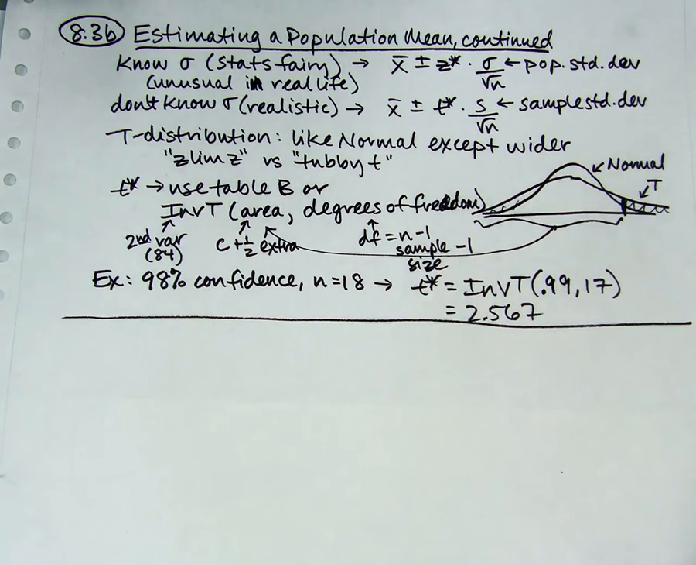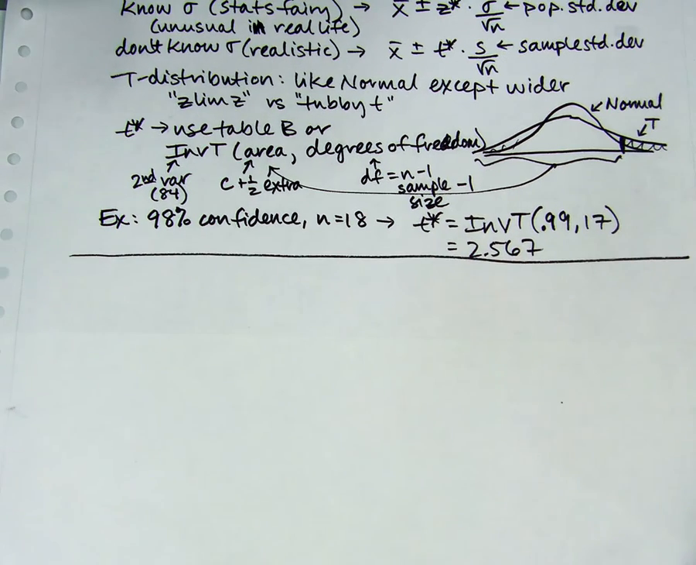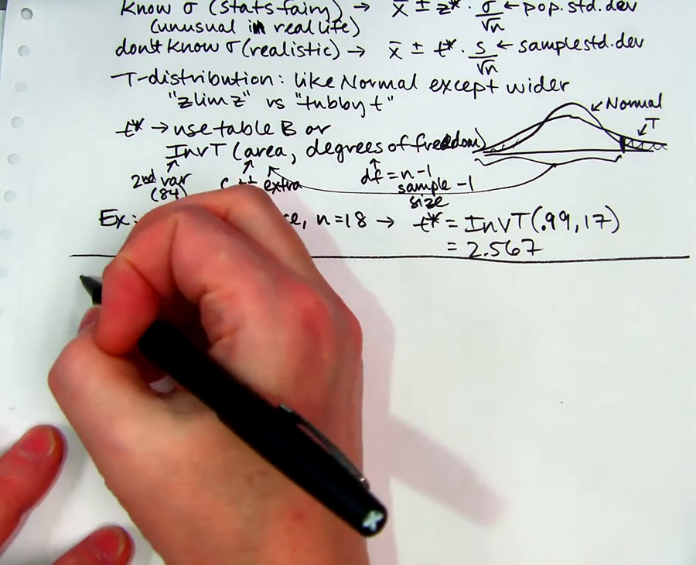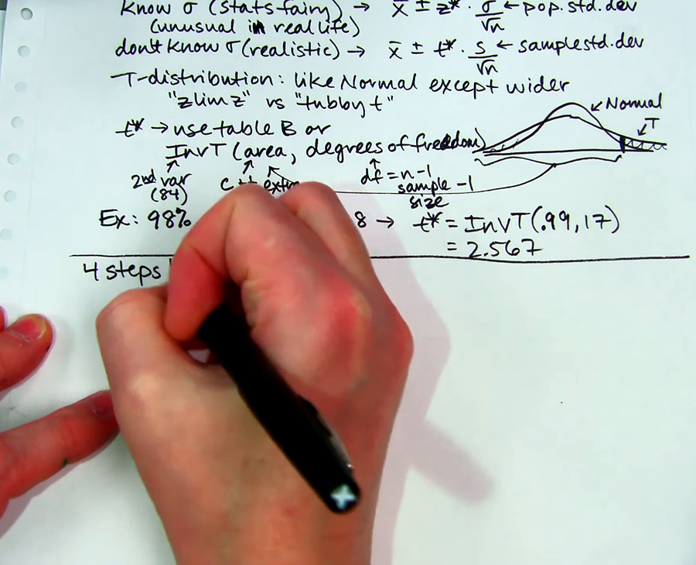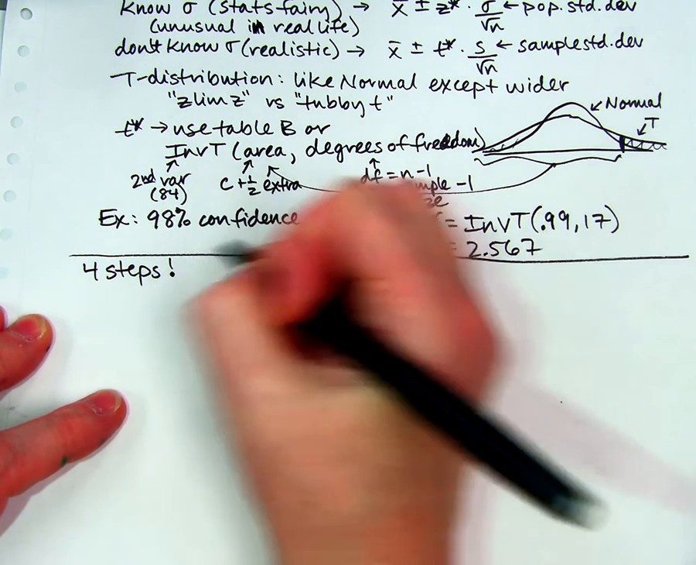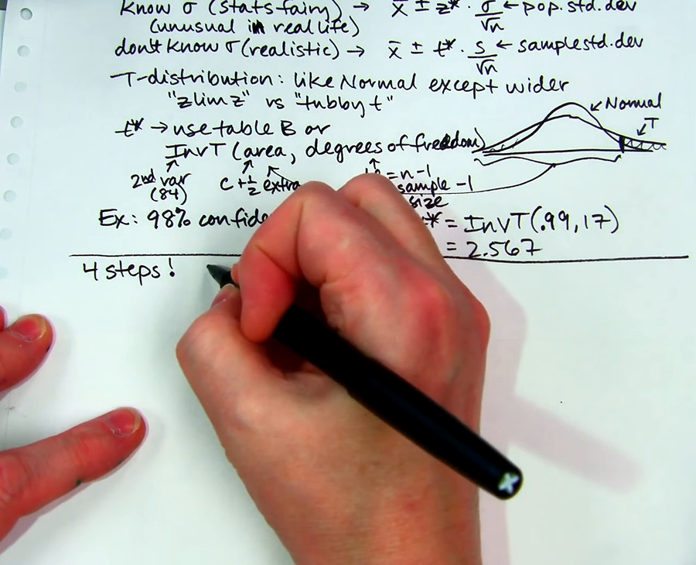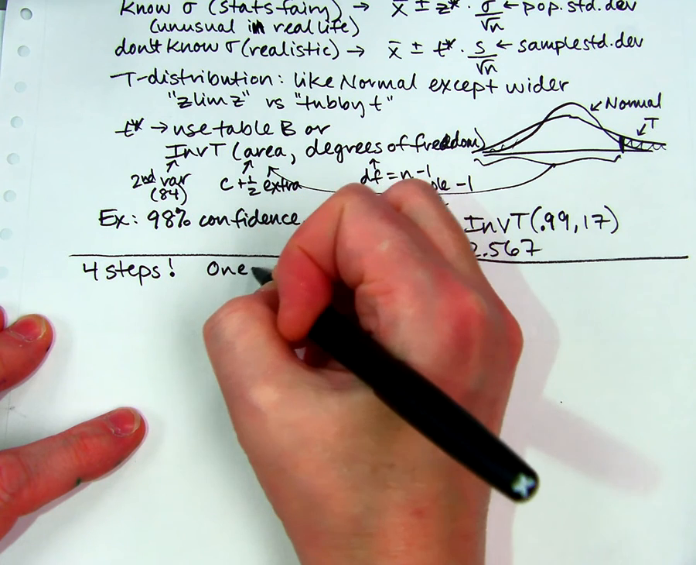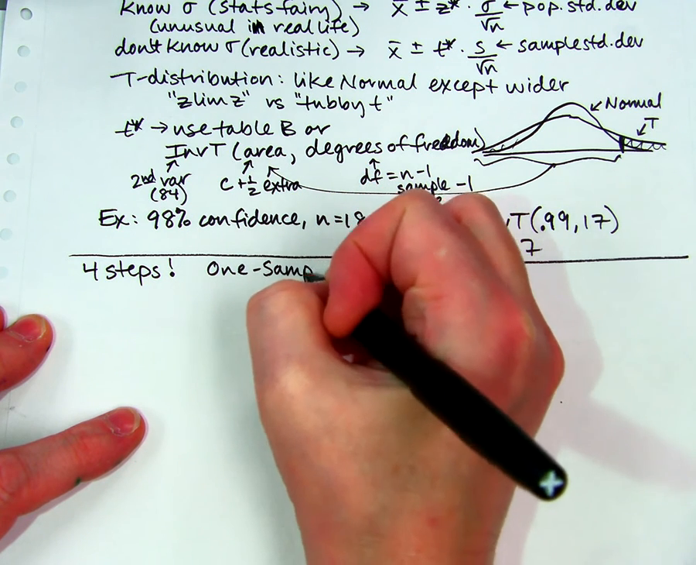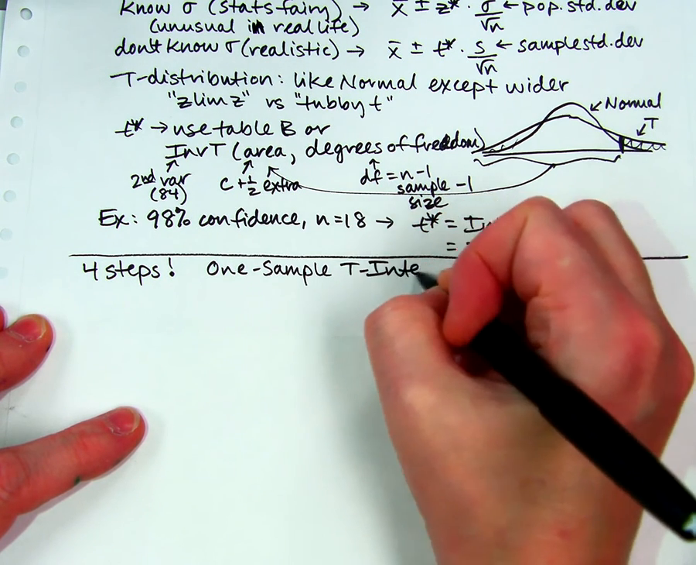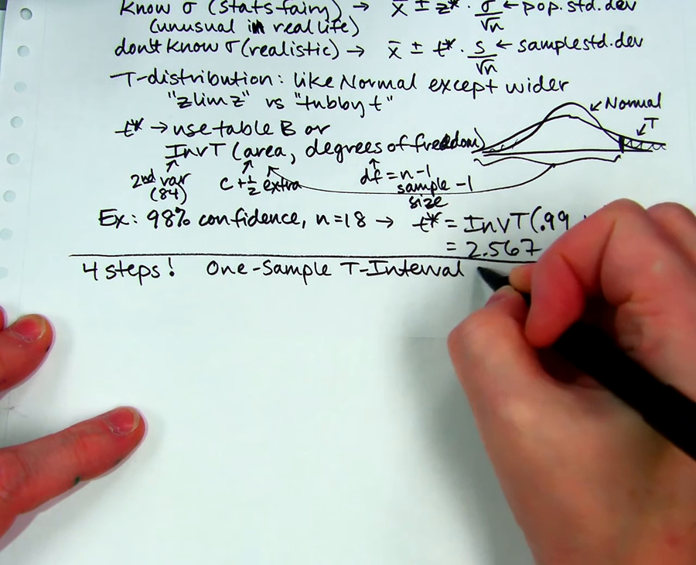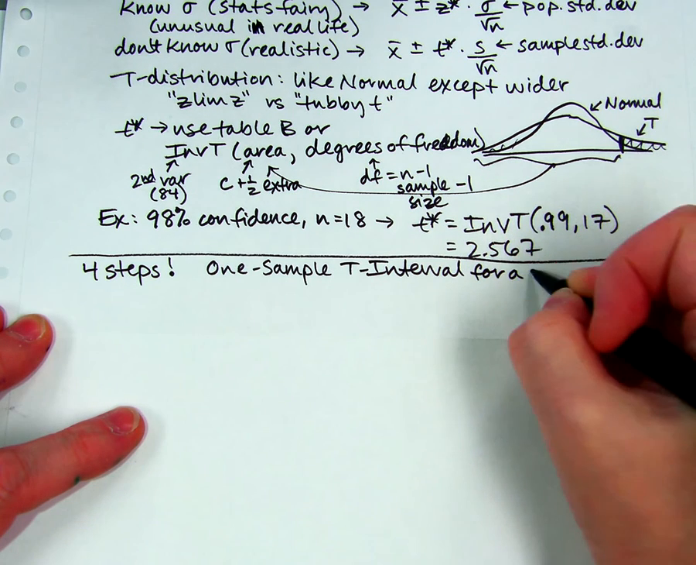All right, so let's do a full 4-step test. I want you to see what the 4 steps look like with means instead of proportions. The thing that we are learning how to do, remember we're supposed to name our procedure, is called a one sample, this is the fancy name, and I'll probably abbreviate it later, the one sample t interval for a population mean.